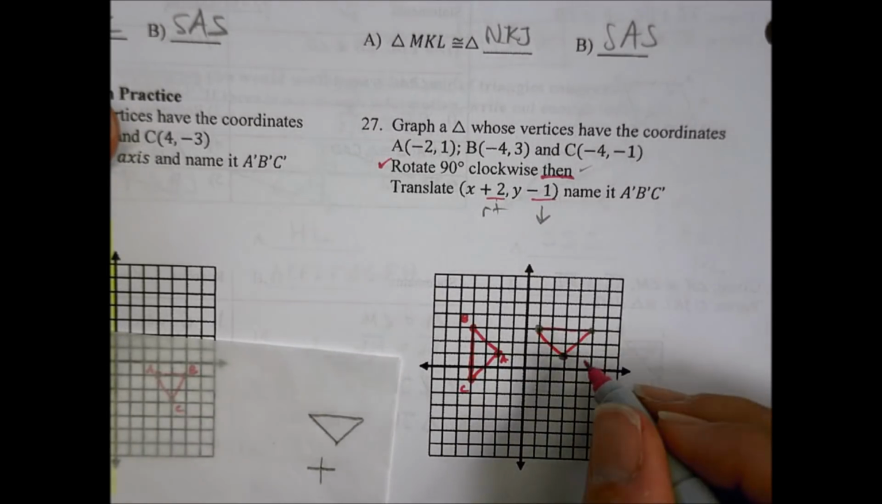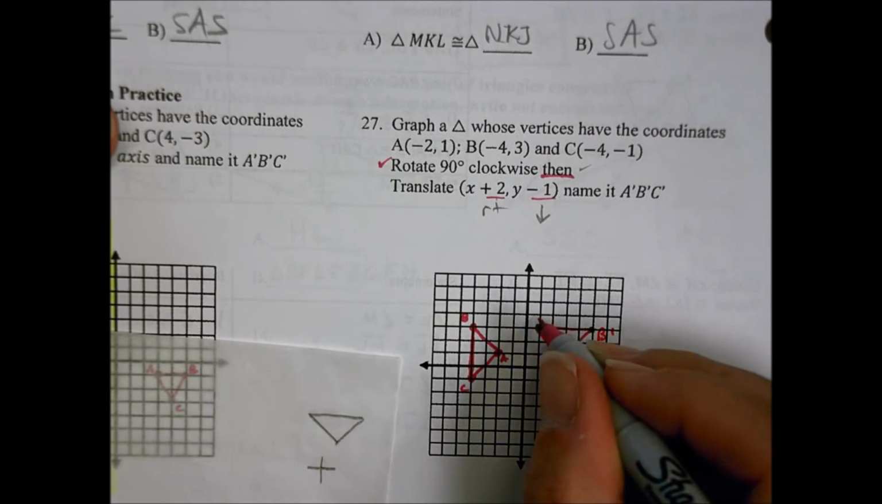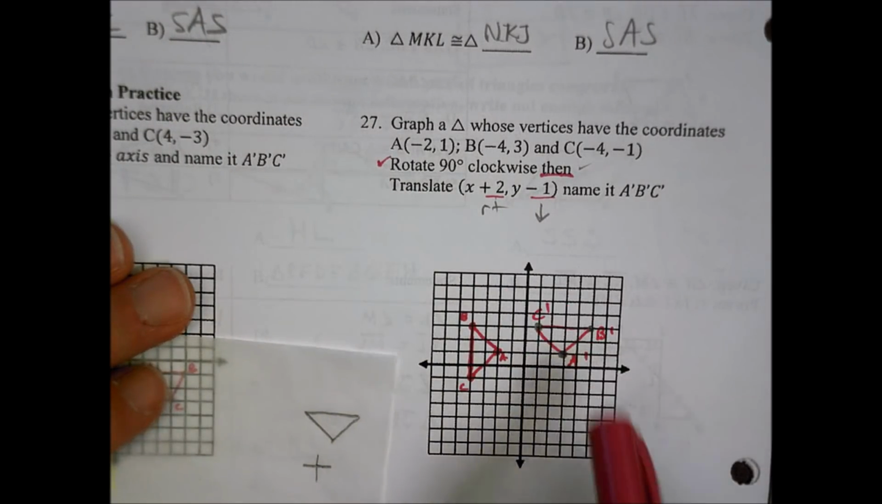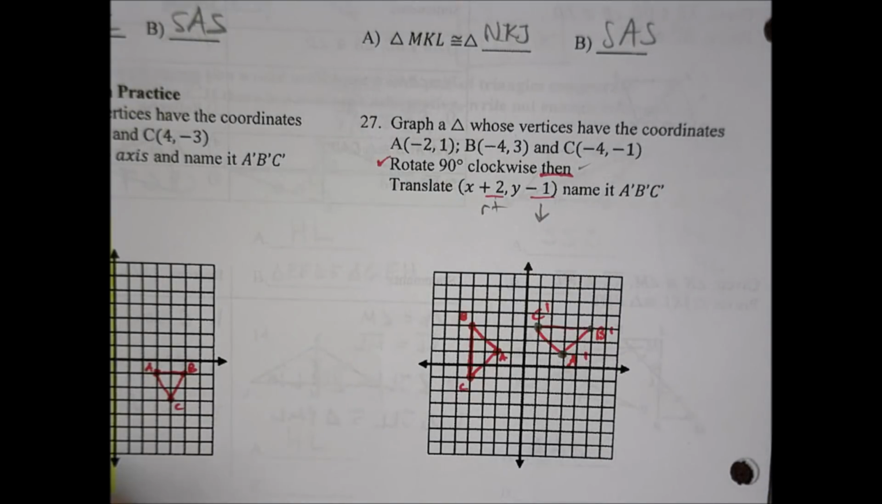And again, this becomes my A prime, this becomes my B prime, and my C prime. So I first had to do a rotation, which put it over there, and then I had to slide or translate it over that direction there. That's how we do number 27.